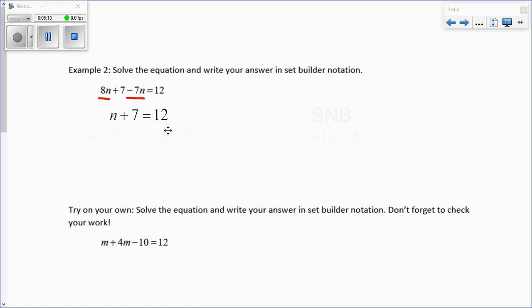Now this is actually a one-step equation, so I just go ahead and get n by itself. I'm going to get rid of this 7 by subtracting 7 from both sides. The 7's will cancel out, leaving me with n equals 5.